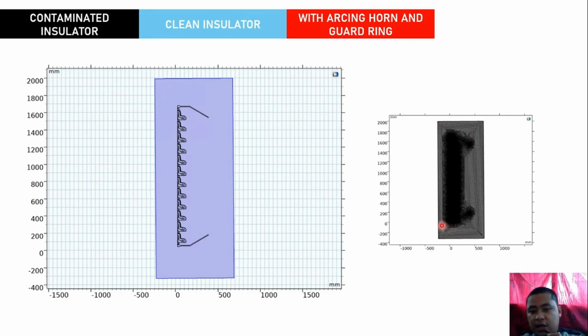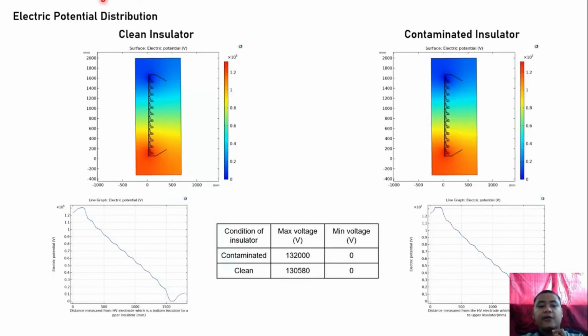In this arcing horn and guard ring model, we are using an extremely fine mesh model, which can increase the precision of our result. And for the electric potential distribution, it's the same as without the arcing horn. The contour doesn't have a very big difference.